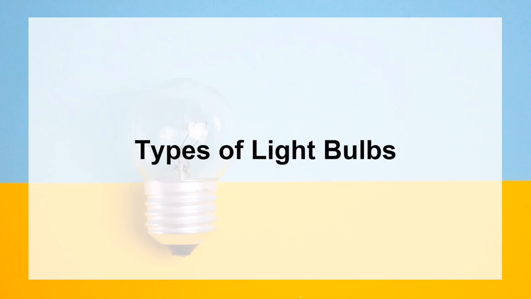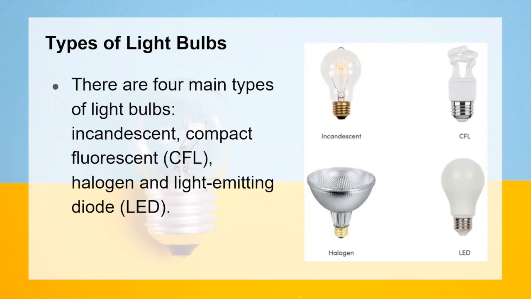The next part of today's lesson will touch on the different types of light bulbs. You should have heard of incandescent bulbs and LED. These two different types of bulbs are commonly found in many households. The other types of commonly used bulbs include compact fluorescent and halogen.